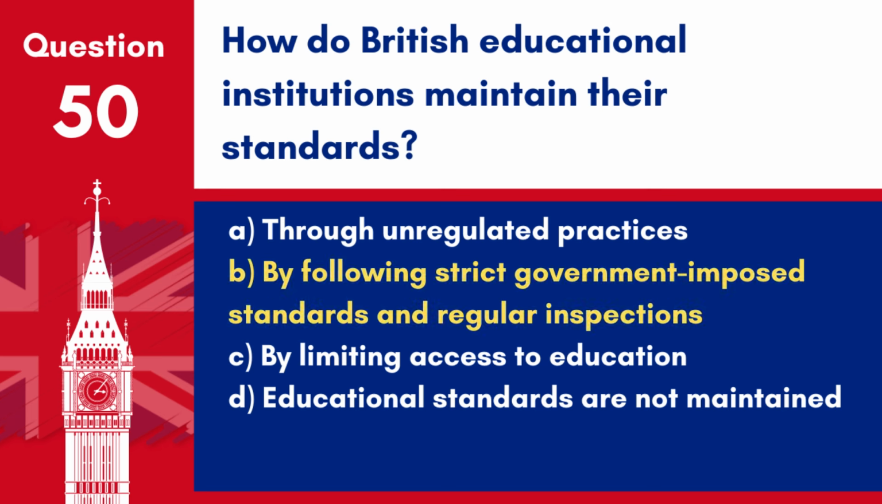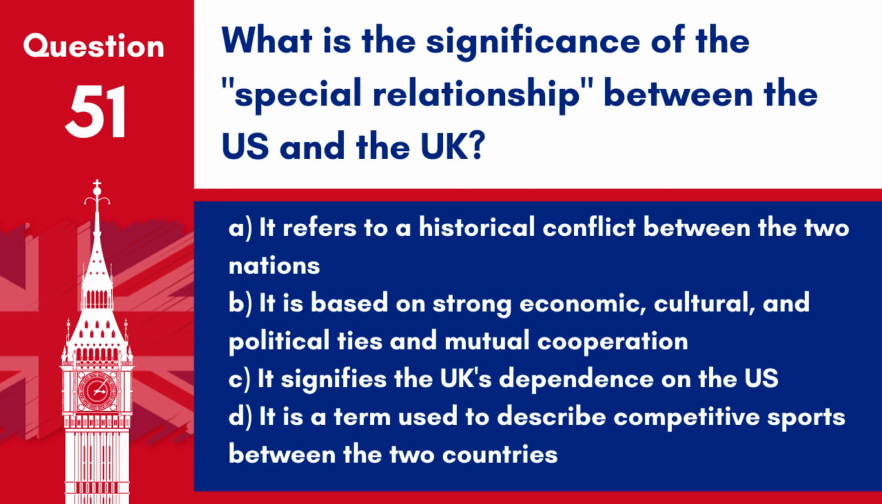Answer B. By following strict government-imposed standards and regular inspections. British educational institutions maintain high standards through rigorous government regulations, regular inspections by bodies like Ofsted, and adherence to national curricula.